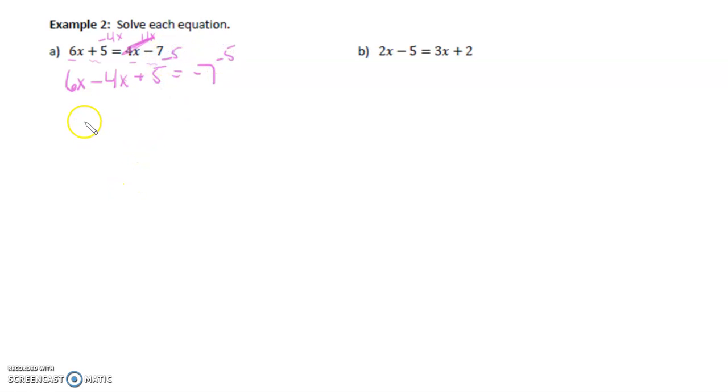Now, to get rid of the plus 5 on the left-hand side, we're going to subtract 5 on both sides. So we get 2x equals, because that cancels out, 6x minus 4x is 2x, and we get negative 7 minus 5. So I get negative 12. Okay, and then divide by 2, and I get x equals negative 6.